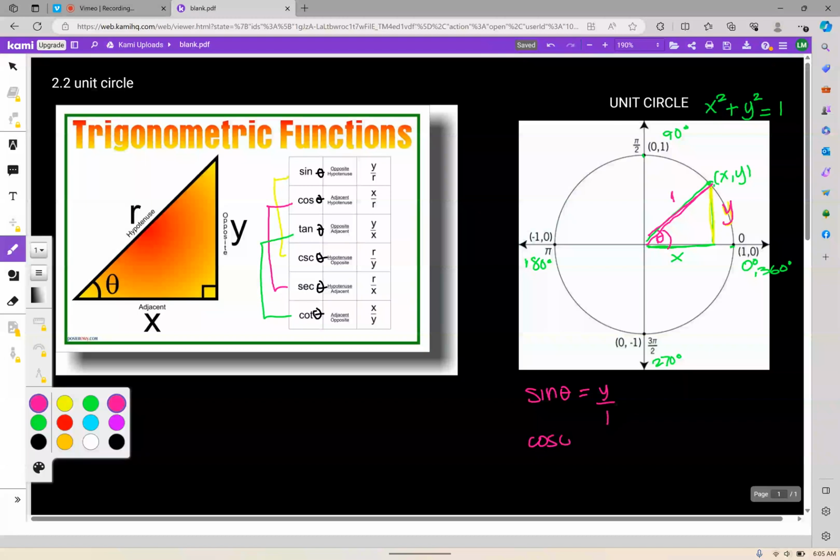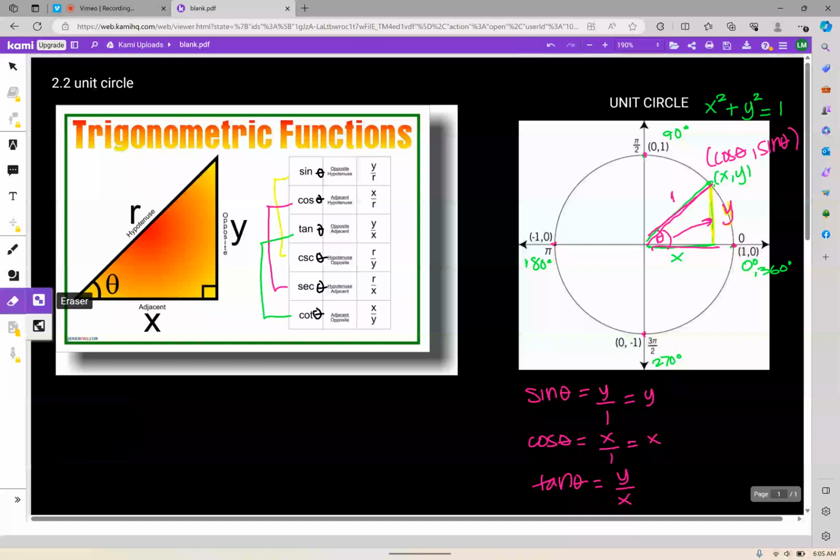Cosine would be adjacent over hypotenuse, and tangent would be the opposite side over the adjacent side, so y over x. All right, so this is true for any ordered pair. I can think about this as cosine theta, sine theta for any ordered pair on this unit circle. So that means at all of these spots, I can tell you sine, cosine, tangent, and then of course we can do the reciprocals of those, right? Absolutely we can.